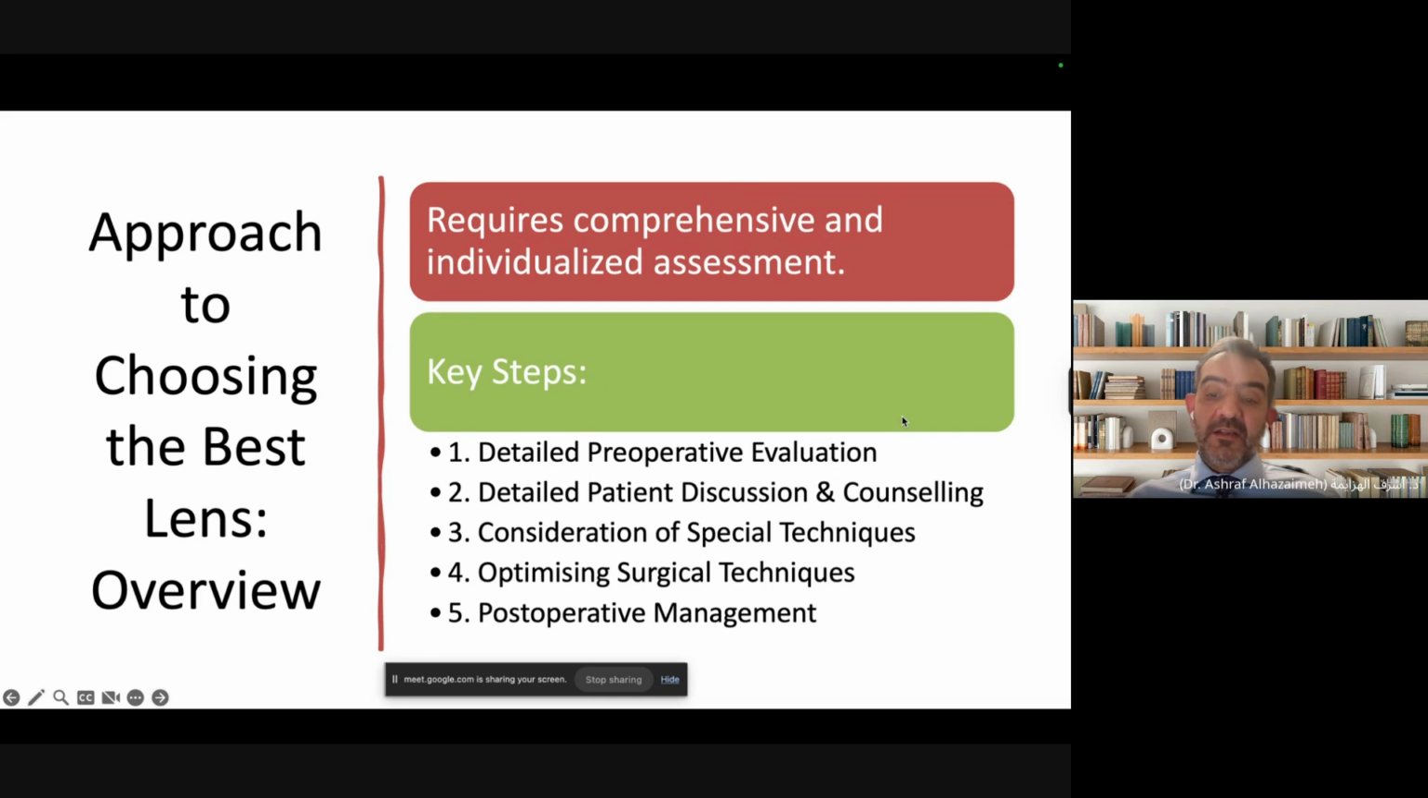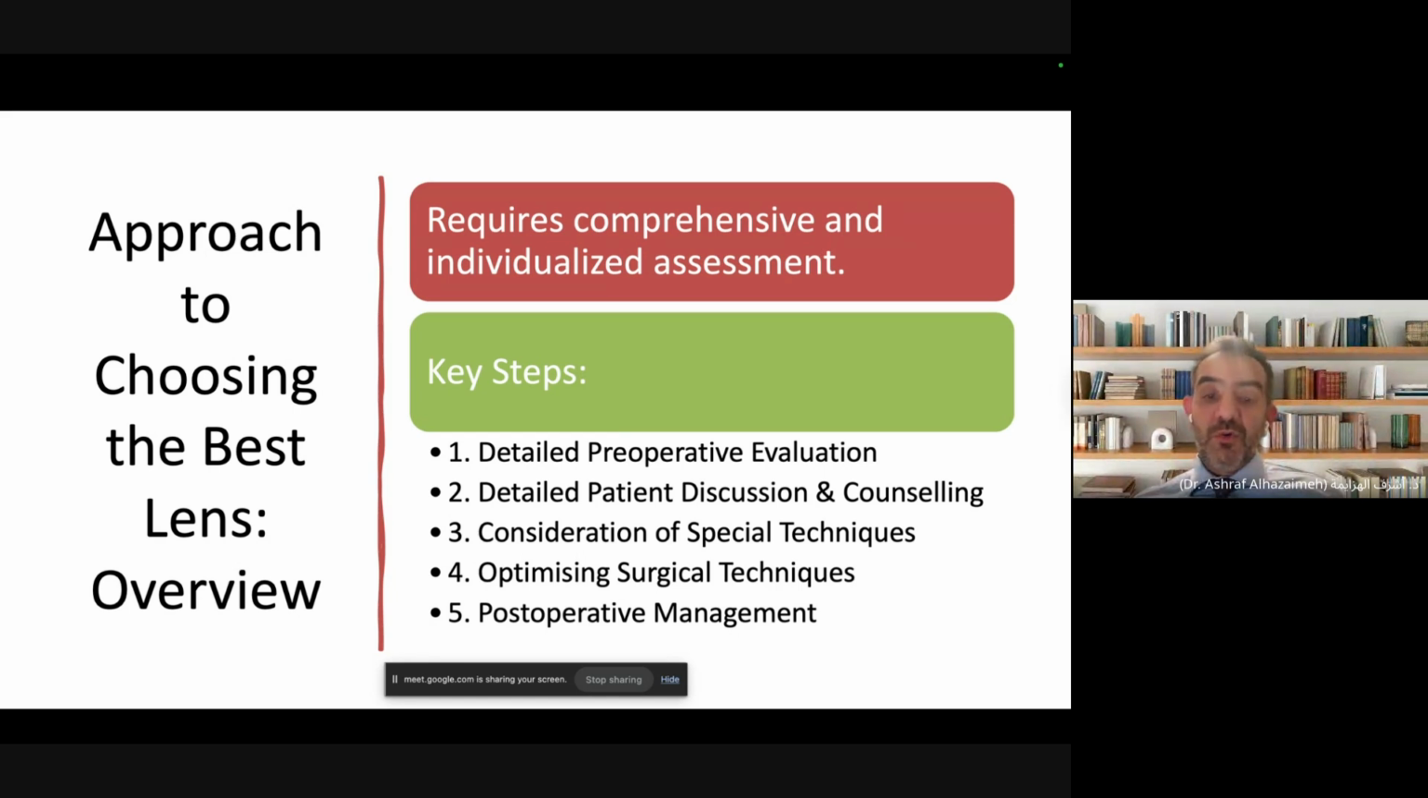The key steps in reaching that objective are, one, to have a detailed preoperative evaluation. You need to evaluate your patients thoroughly, listen to the patient, examine every aspect of the eye, which we will talk about in detail in the following slides. You need to talk to your patients, discuss, and explain to the patient the advantages and disadvantages of each lens, and listen to the patient.